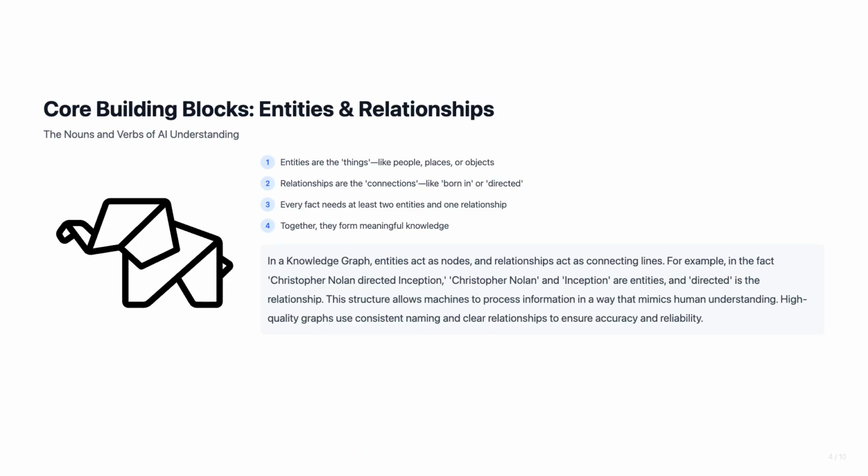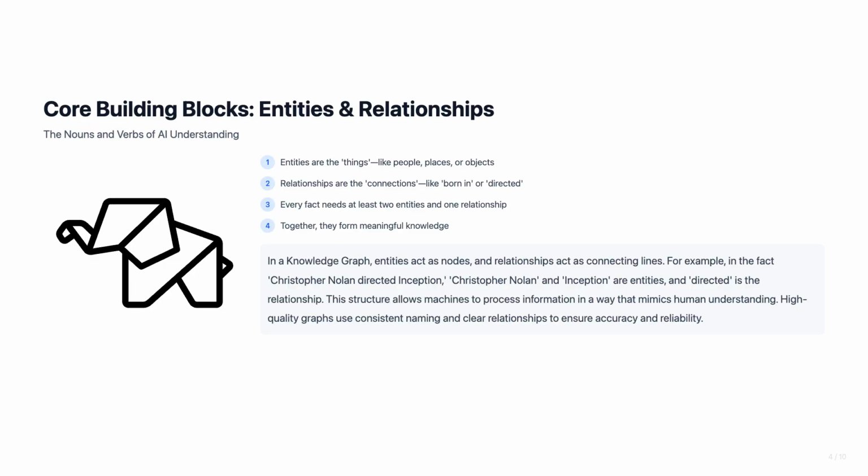Let's now break down the two essential ingredients of any knowledge graph: entities and relationships. Think of entities as the nouns, the main things in the world. These could be people like Marie Curie, places like Paris, or even abstract ideas like radioactivity. Relationships are verbs, the actions or links between these things. For example, worked on, lives in, or is capital of. Picture a photo album where each photo is an entity and the caption explains its relationship to something else. When you combine them, you create meaningful knowledge.